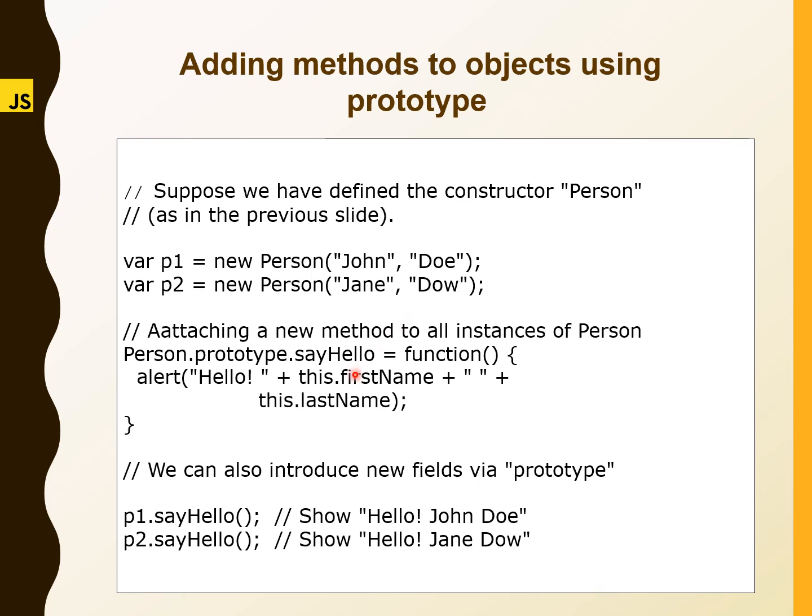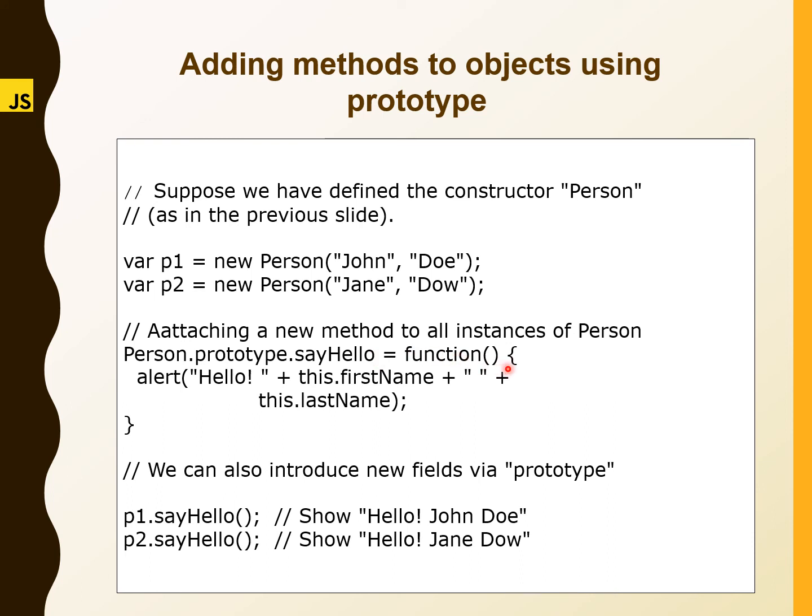Here is an example. Person is the name of the constructor function. Person.prototype.sayHello. If you use the keyword prototype with the person object, a new thing is added to that object. So here it is Person.prototype.sayHello equals function, which means that we are adding a new function named sayHello to the already existing object person.